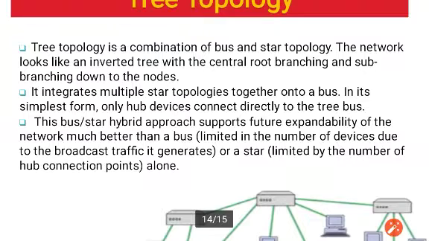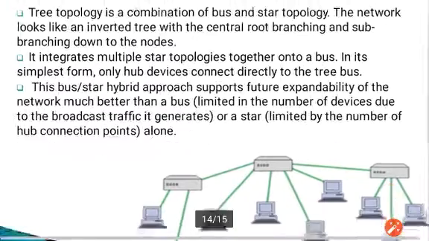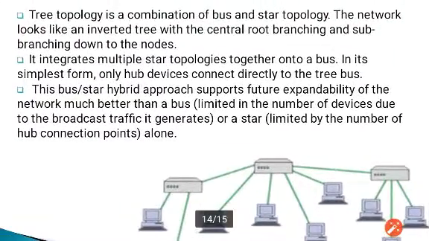So the tree topology is a combination of bus and star, and this network looks like an inverted tree, right? You can just go through this image, you can understand, the central root branching and the sub branching down to the nodes. So it integrates multiple star topologies together onto a bus, which I have just now explained. So in its simplest form, only hub devices connect directly to the tree bus, right? So the bus or star hybrid approach supports future expandability of the network, which is much better than a bus or a particular star.